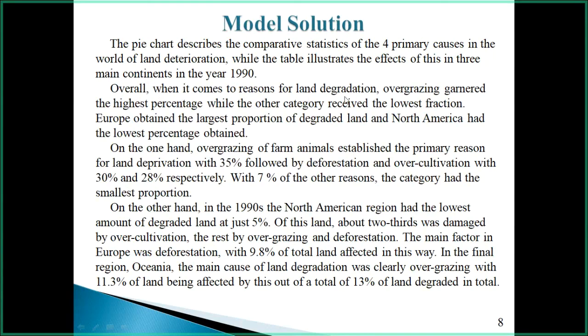Overall, when it comes to reasons for land degradation, overgrazing garnered the highest percentage, which was 35%, while the other category received the lowest fraction, which was 7%. So Europe obtained the largest proportion of land degraded area, and North America had the lowest proportion. So one sentence for the pie chart and one sentence for the tabular chart. This is your summary, and these are your two body paragraphs. You can pause the video and just read it out. That will help you through mixed tasks.